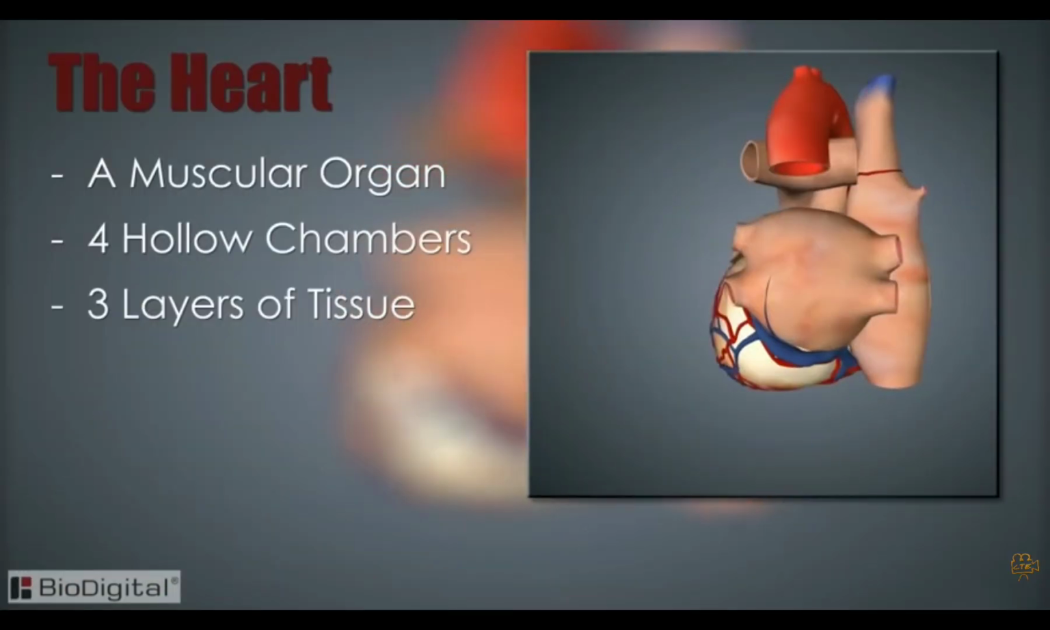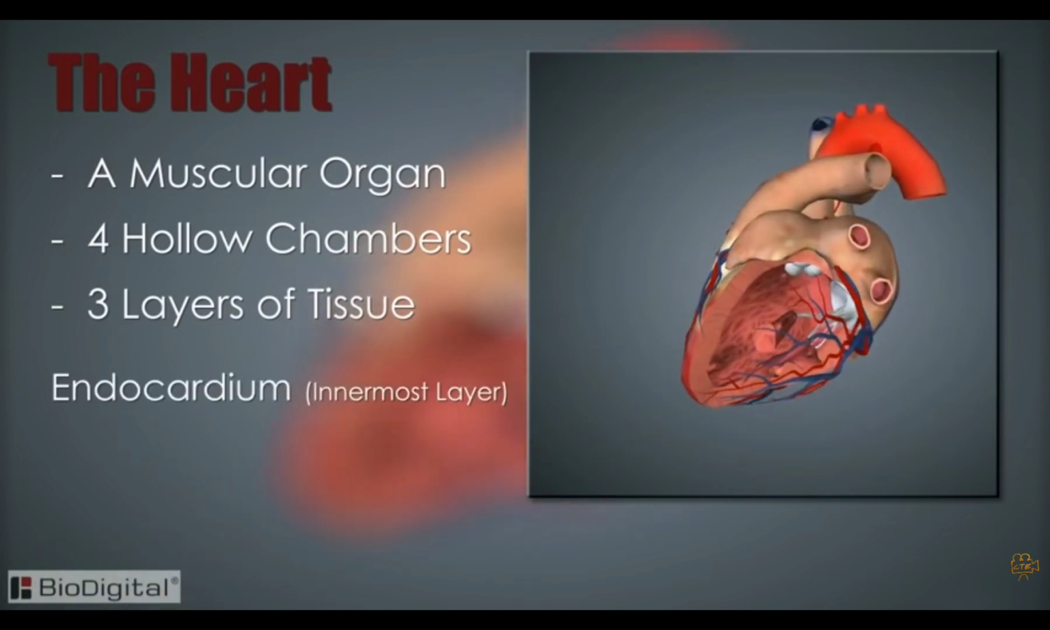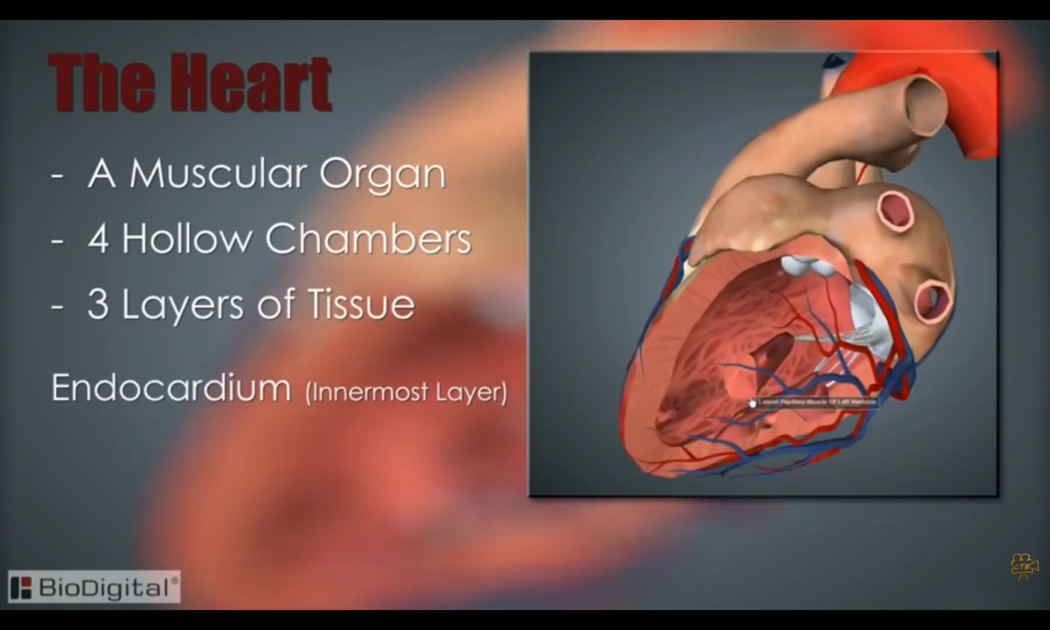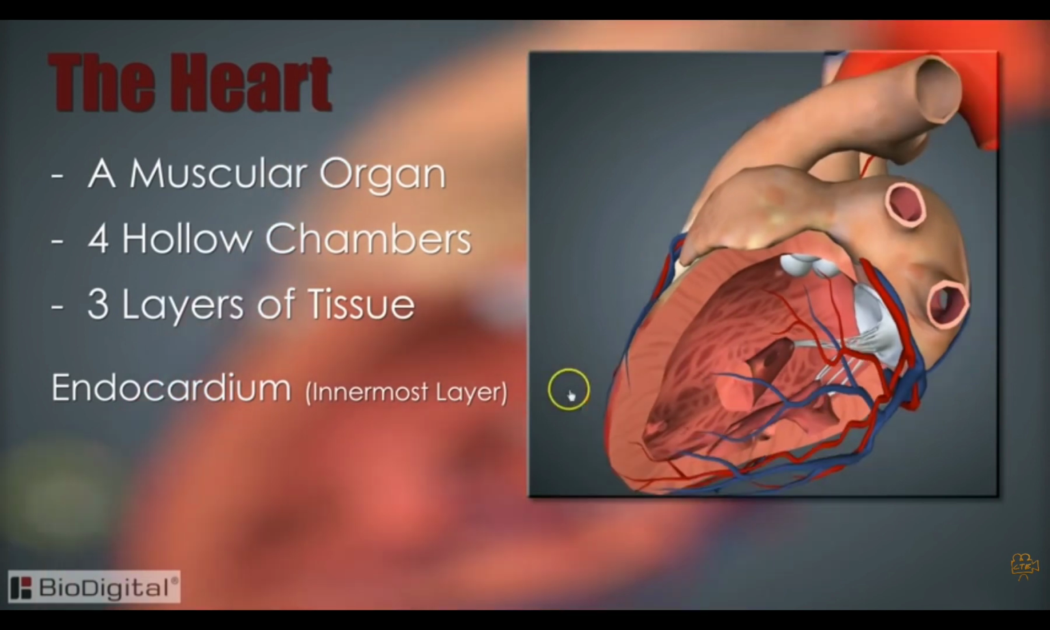The heart is also made up of 3 layers of tissues. The innermost layer is the endocardium, which is the thin, smooth membrane that lines the inside of the chambers of the heart and forms the surface of the valves, of which there are 4.